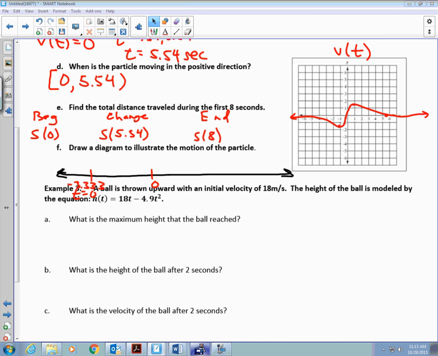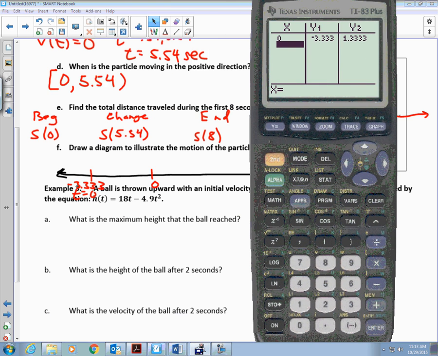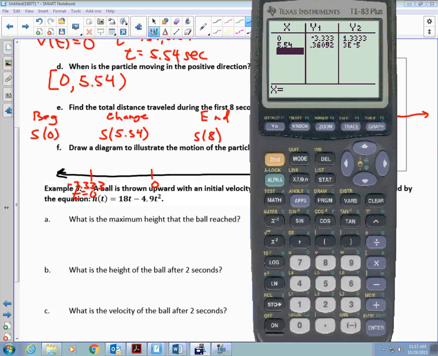What's the next spot I want to check on my calculator? Yep, the change, which is 5.54. And I get 0.361 at time equal to 5.54. What's the last spot I've got to check? 8, which is the end. And that's 0.328. That's at time equals 8.